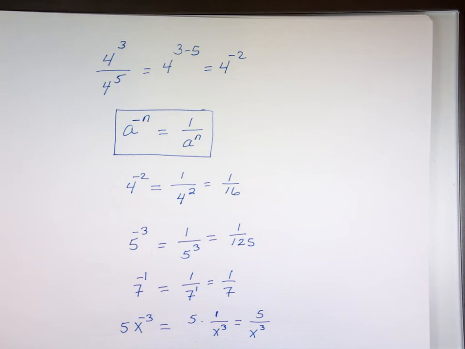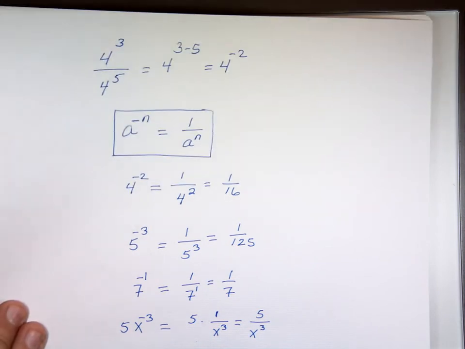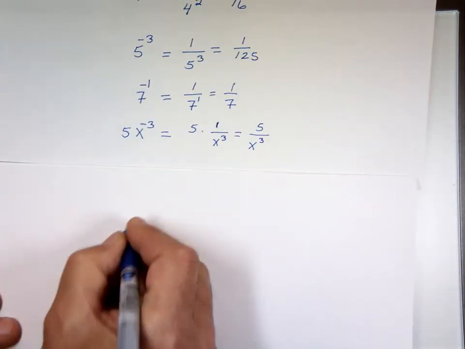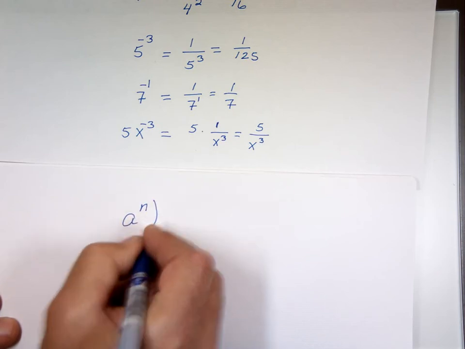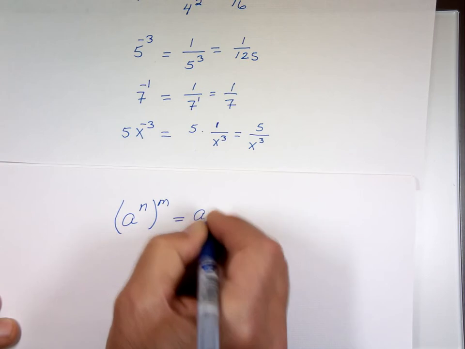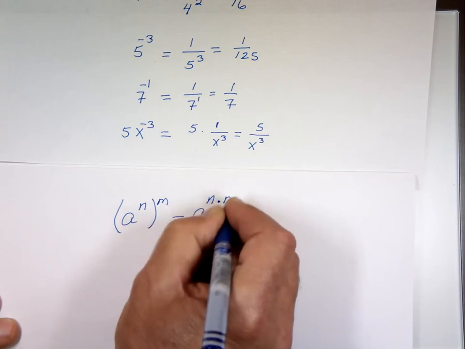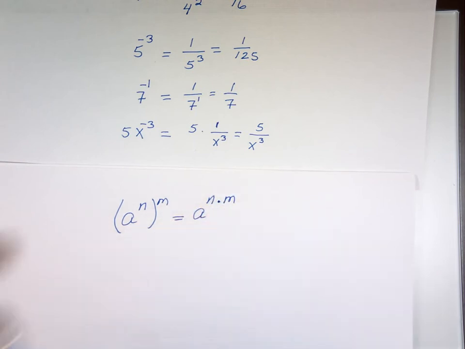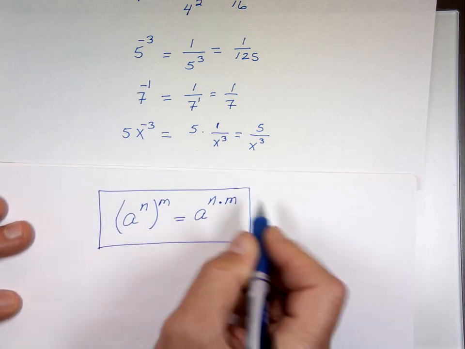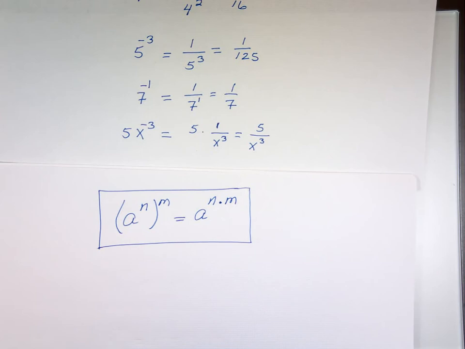I didn't see this rule in the book, and that's power to power. I'll put it there anyway. Power to power, you actually multiply. Power to power, you multiply.